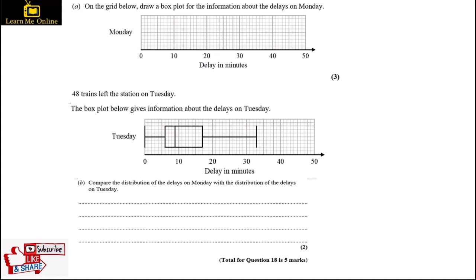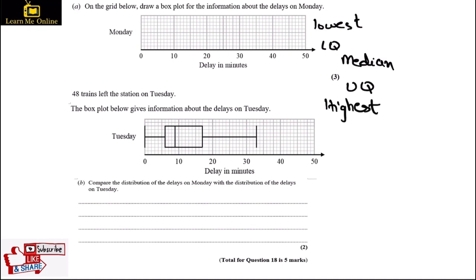Whenever we have to draw a box plot, the few things that we need are the smallest value, so I'm going to write it down, the lowest value. Then we should know what the lower quartile is, what the median is, then the upper quartile and the highest value. Here we know that the lowest value is 0, which is given to us. The highest value is in the previous slide, which is 42. So the highest value is 42.